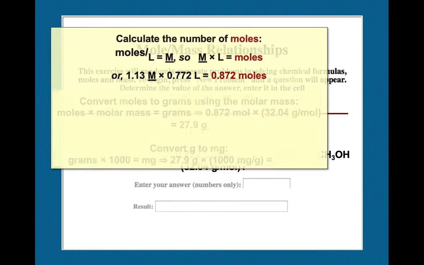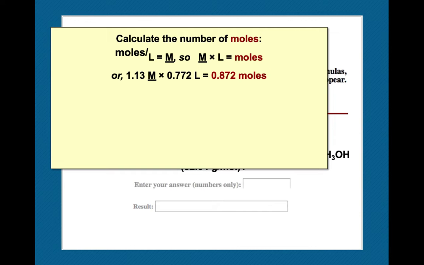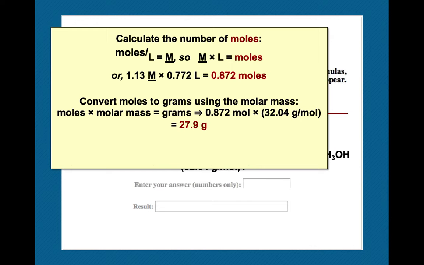So, moles are going to be concentration times volume. Here's our concentration, here's our volume, here's our moles. We know the number of moles, and we know the molar mass of methanol. If we simply multiply those together, moles would cancel, and we get 27.9 grams.